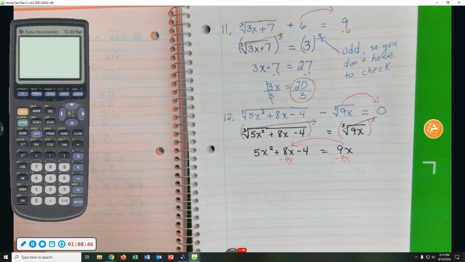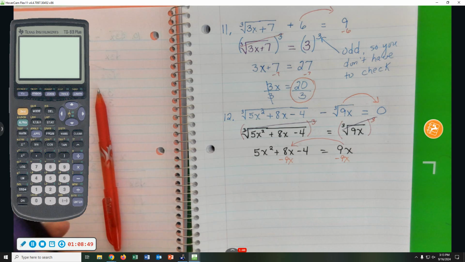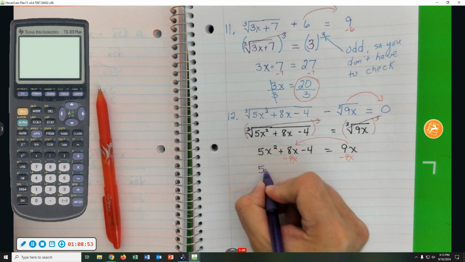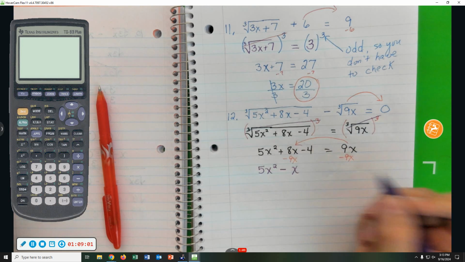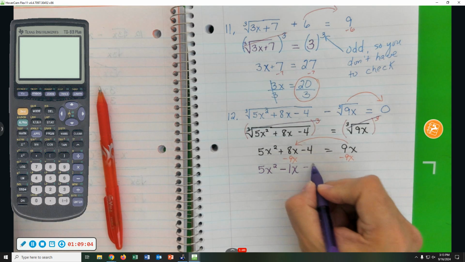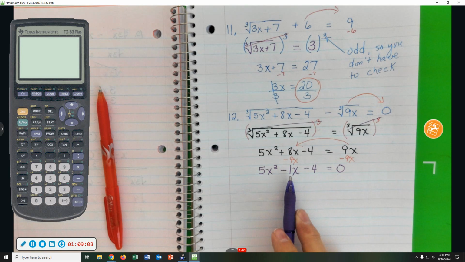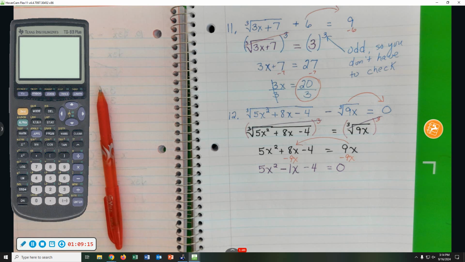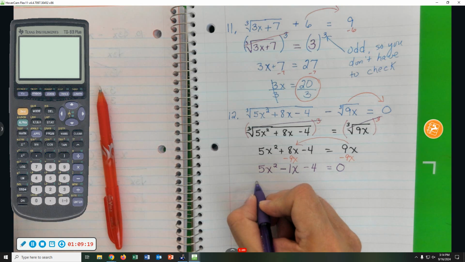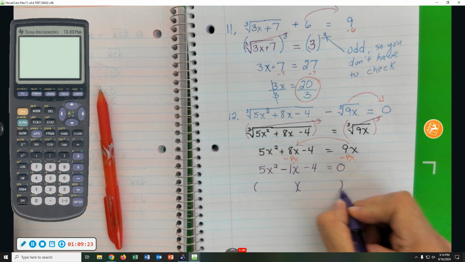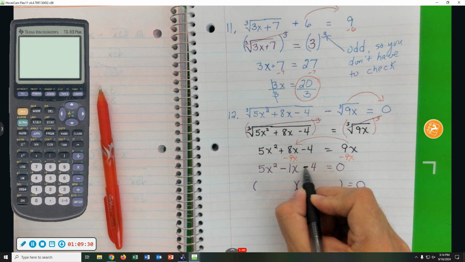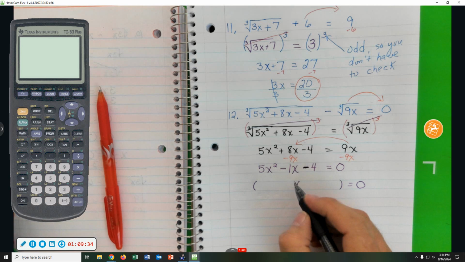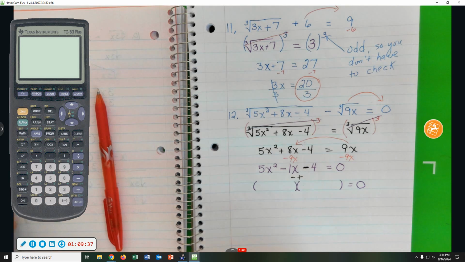Okay. So we have 5x squared, 8x minus 9x is a minus 1x. I'll put the 1 just for illustration, and then a minus 4 equals 0. Of course, you don't have to write that 1 in front of the x. If you just wanted to write 5x squared minus x minus 4, that's fine. I'm going to draw my two sets of parentheses. And this last sign here is minus, so what are we going to have? A negative and a positive. I'll wait to fill it in.